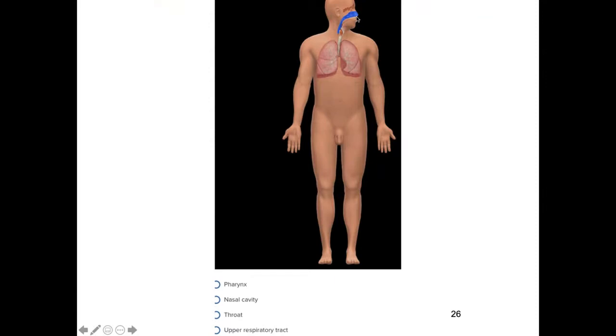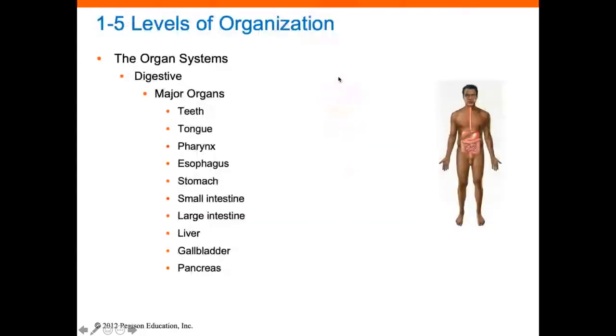So right here, we're looking at this highlighted section up here. Is it the throat? What's the best answer? Is it the nasal cavity? If it was nasal cavity, it would just be right here at the tip. If it was the pharynx, it would just be here in the throat. So this is the upper respiratory tract. This is upper, and once you hit the larynx right here, everything from here down is the lower respiratory tract.